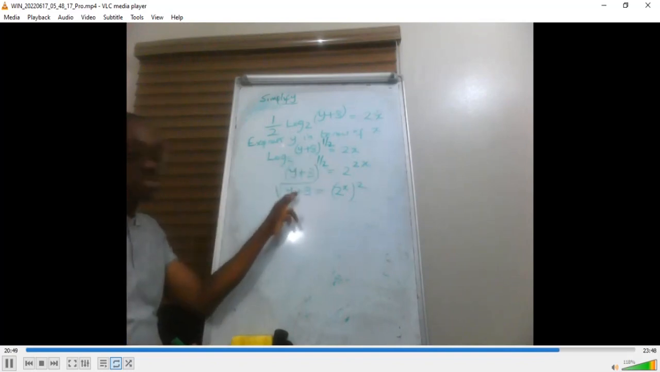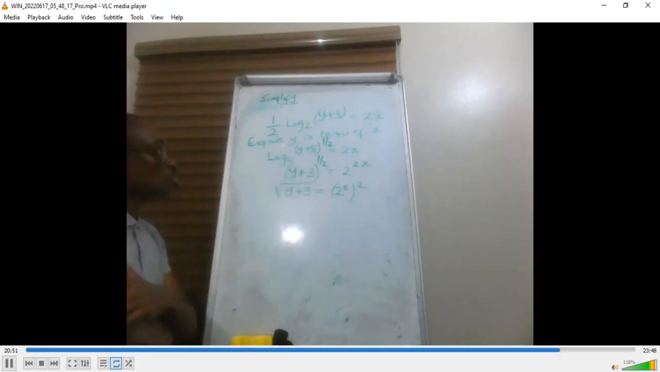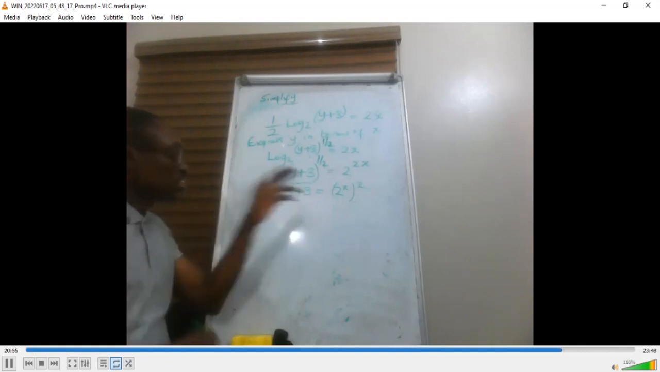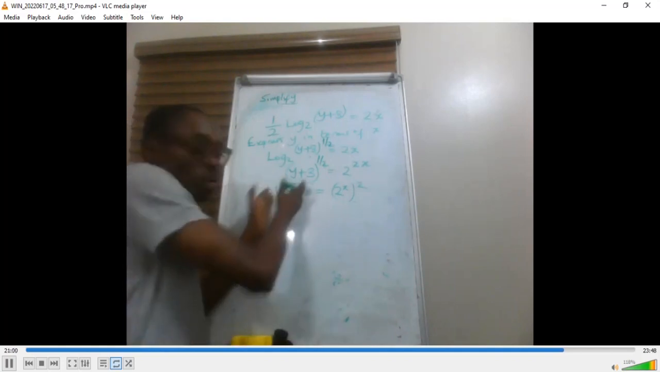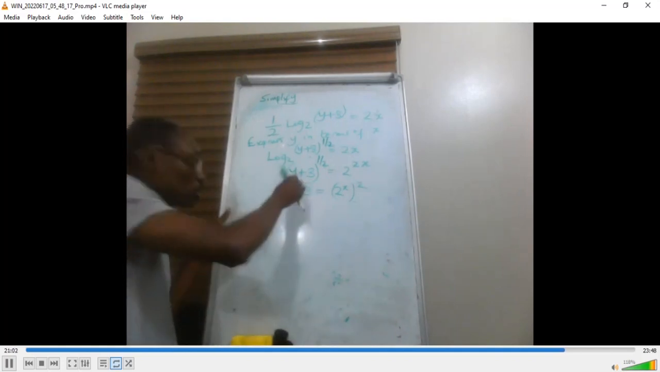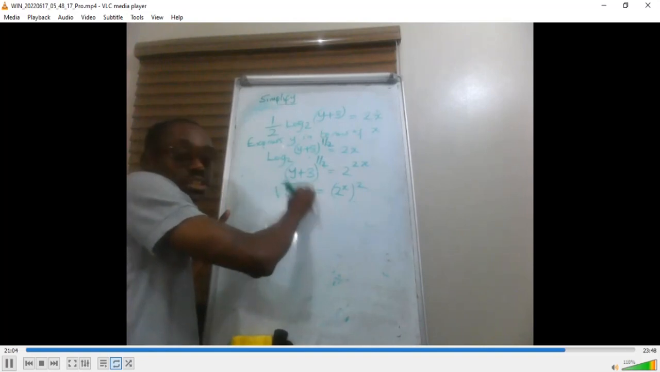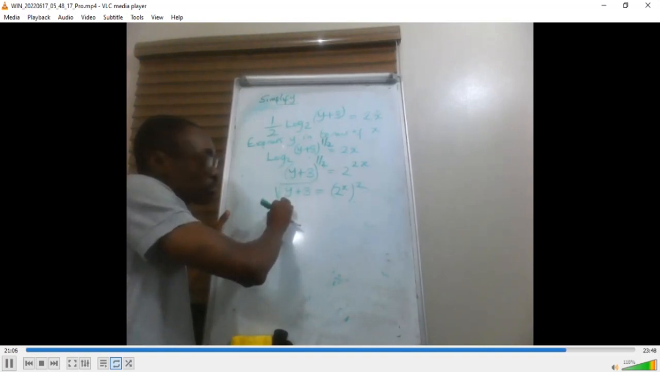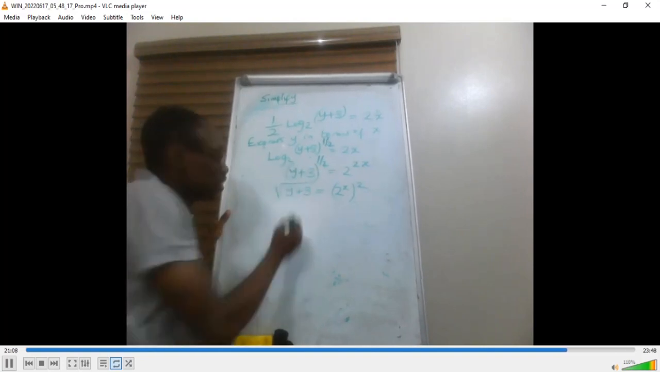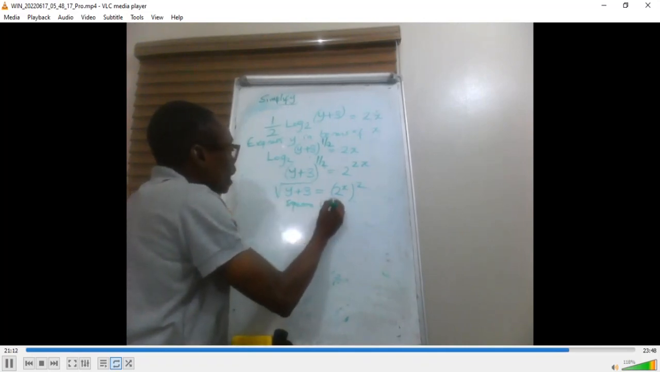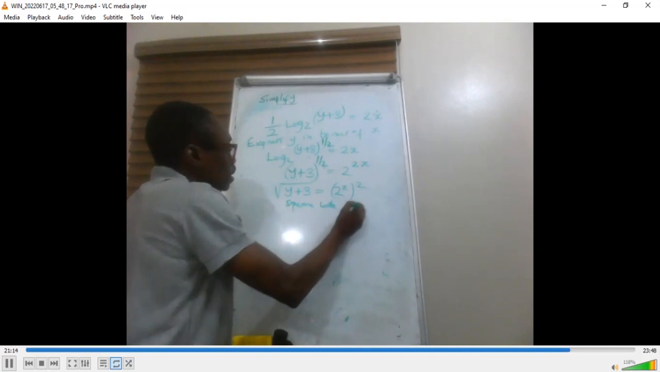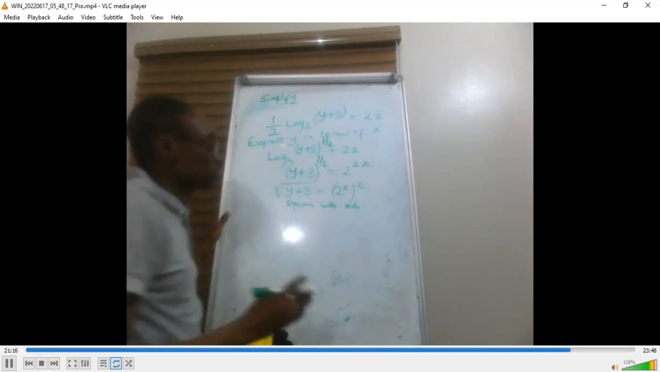So this can actually be written as this. Since they said we should express y in terms of x, this is a square root. The only way we can clear the square root is to square this thing, as in multiply root y plus 3 times root y plus 3. So we're going to square both sides. That is, multiply both sides by itself.